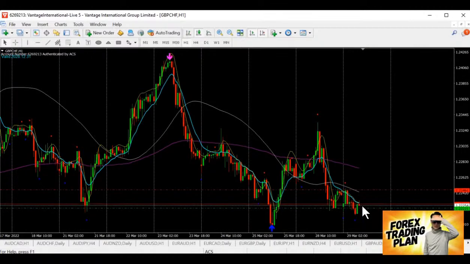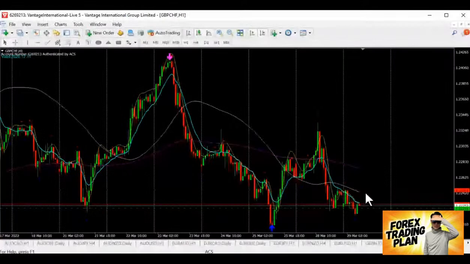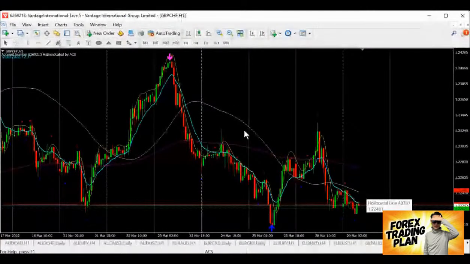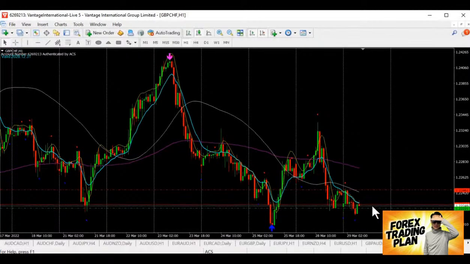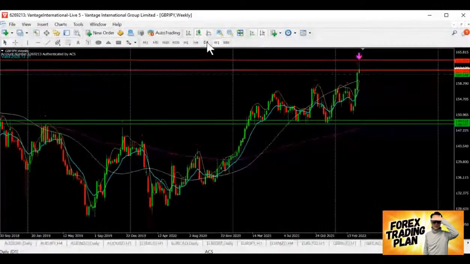If not, then it will go up and test the resistance. Then we will find a chance to enter for a trade for another 25 pips of space. Okay, all right. So pound franc, we must break the support, with a new resistance below. Okay, yes. Okay, how about pound yen?